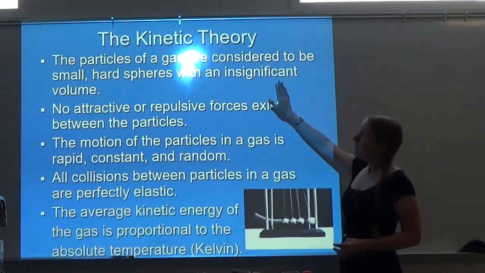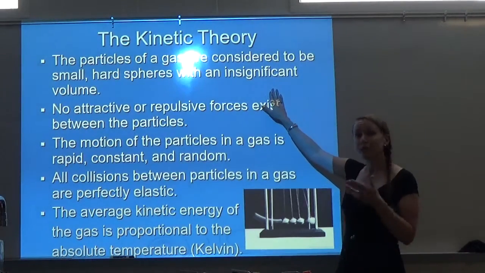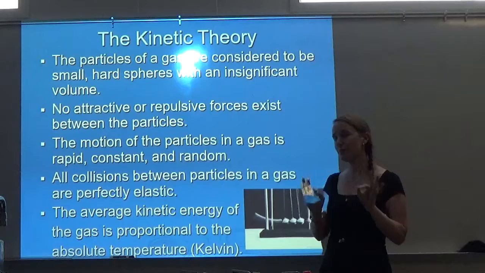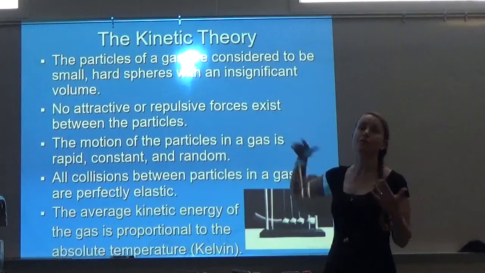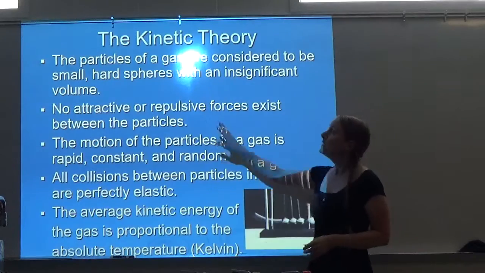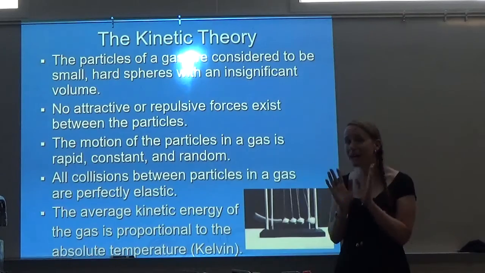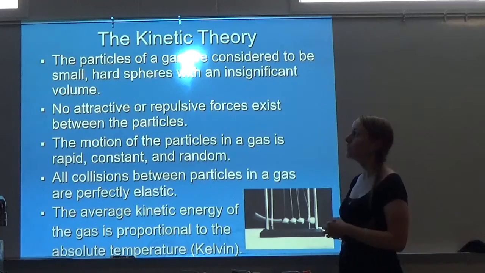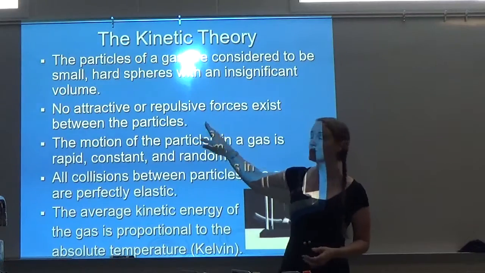In the kinetic theory, the particles of a gas are considered to be small hard spheres with an insignificant volume. Because a gas takes up so much space, but most of it is just empty space, it's not the particles themselves, we can make our calculations easier by assuming that the particles themselves have no volume in comparison to the total volume that the gas is taking up. There are no attractive or repulsive forces that exist between the particles. Again, they do have tiny forces that can occur momentarily when two particles are passing one another, but if we assume that they're so small it's practically zero, again, that makes our calculations easier.